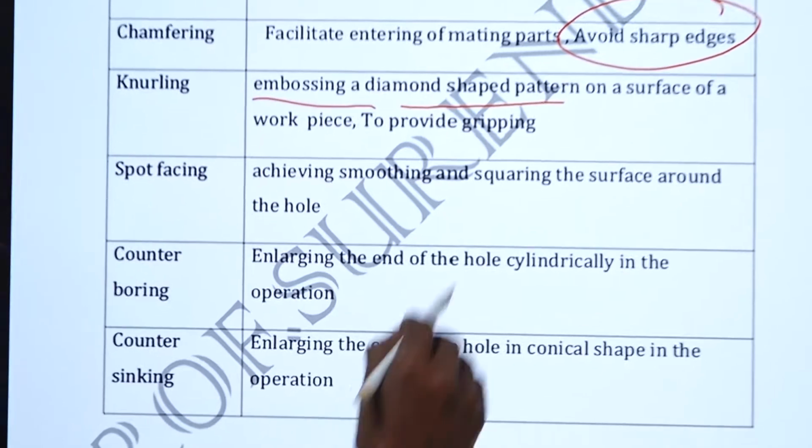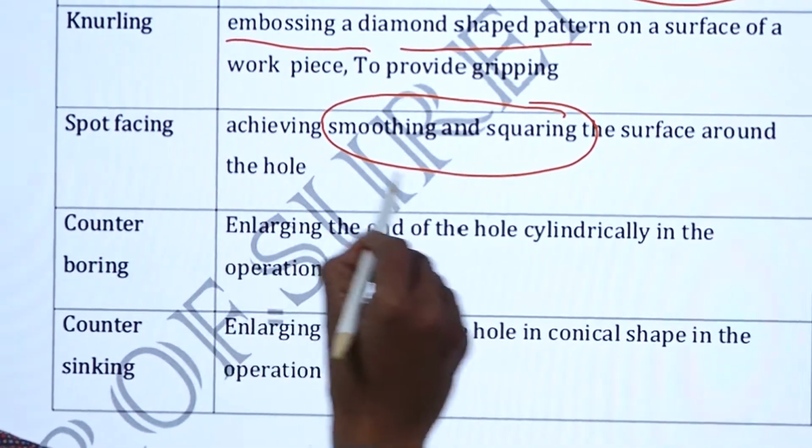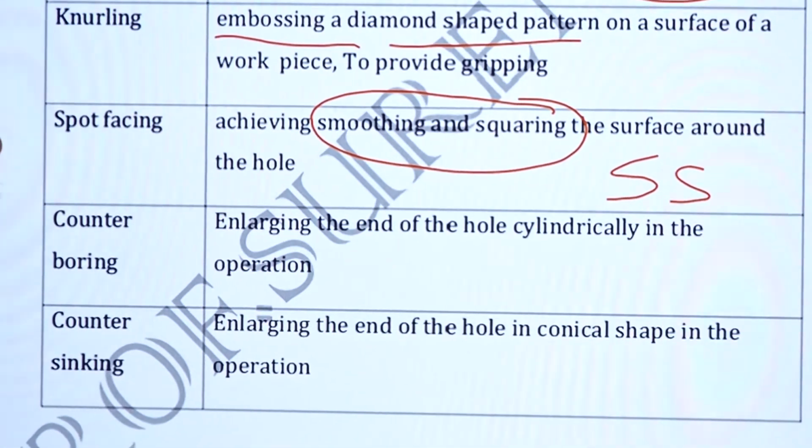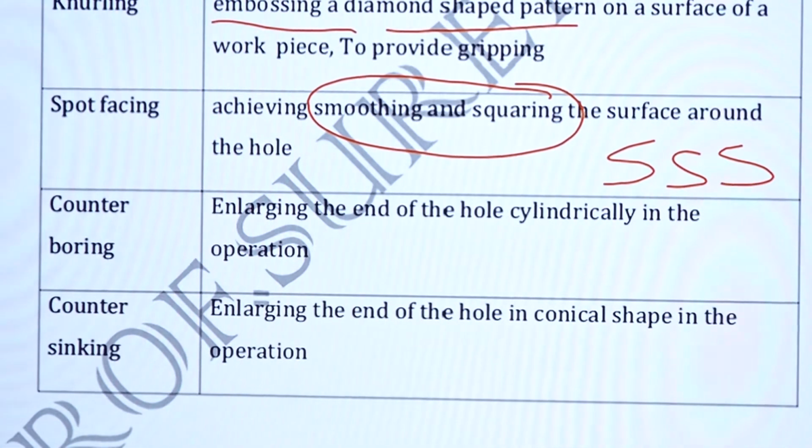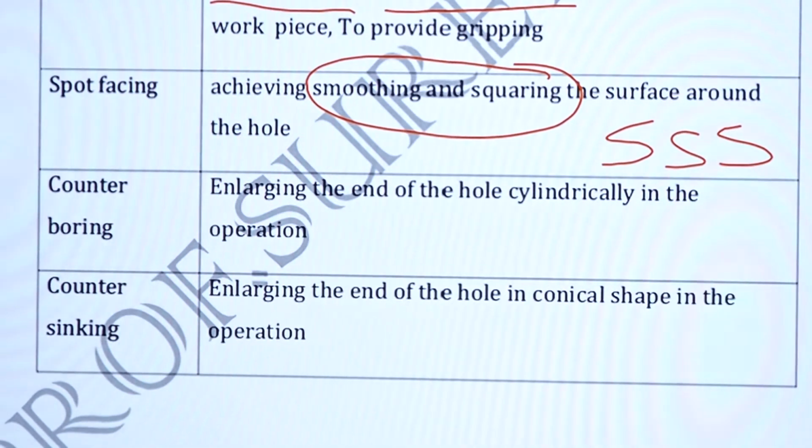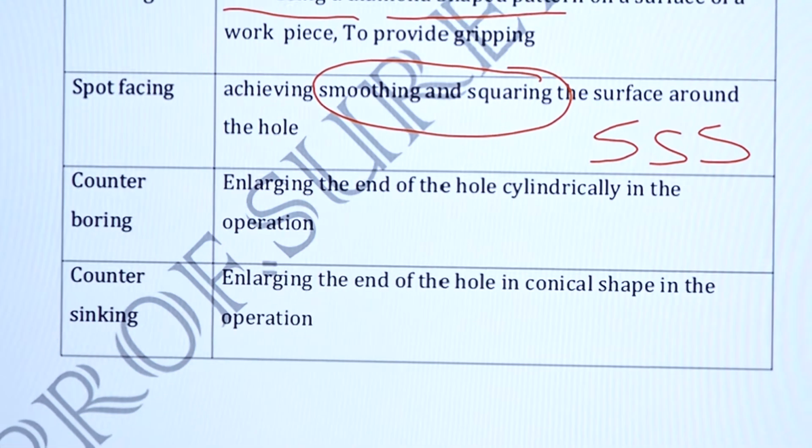Spot facing, achieving smoothing and squaring. Yes, spot facing means smoothing and squaring the surface. Smoothing and squaring the surface is called spot facing.